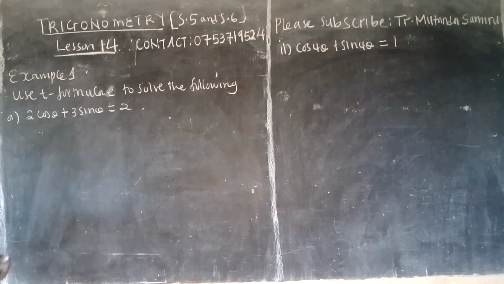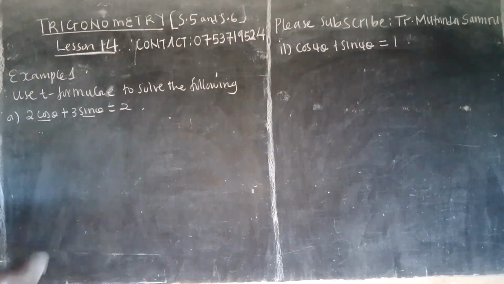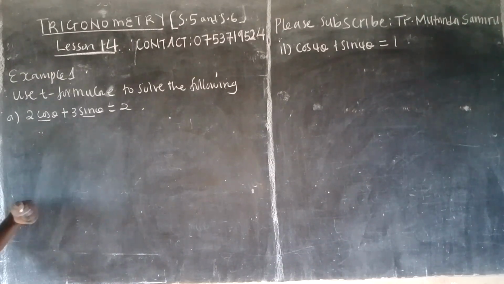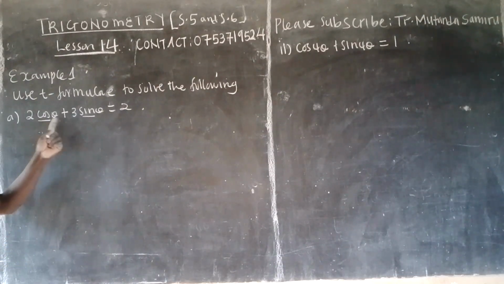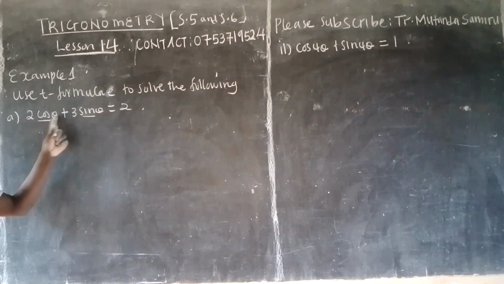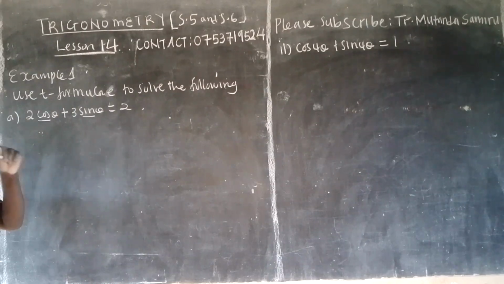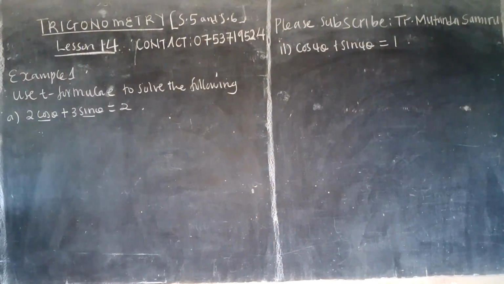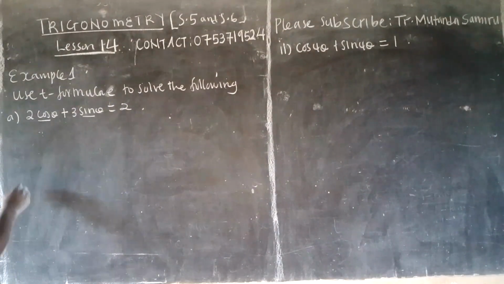We use the T formula if you have different trig functions, for example cos and sine, and they have the same angle coefficients. They all have theta and theta. Cos, sine, different, but theta, theta. Same angles, but different trig functions. Then you opt in for the T formula.